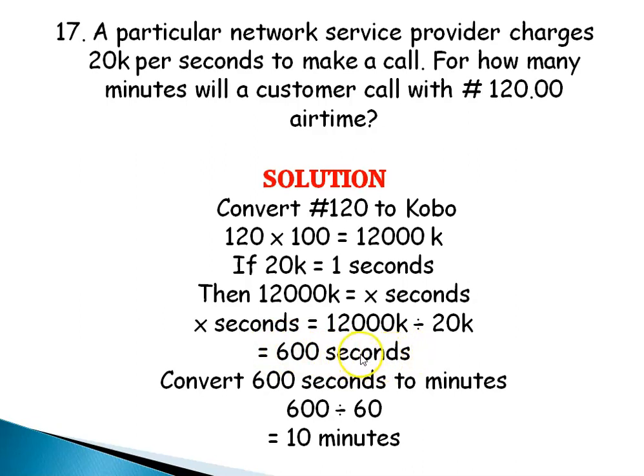So if 60 seconds makes 1 minute, to convert 600 seconds to minutes, we're going to divide 600 seconds by 60 seconds. So 600 divided by 60 will give us 10 minutes. So the customer can call for 10 minutes with 120 naira.